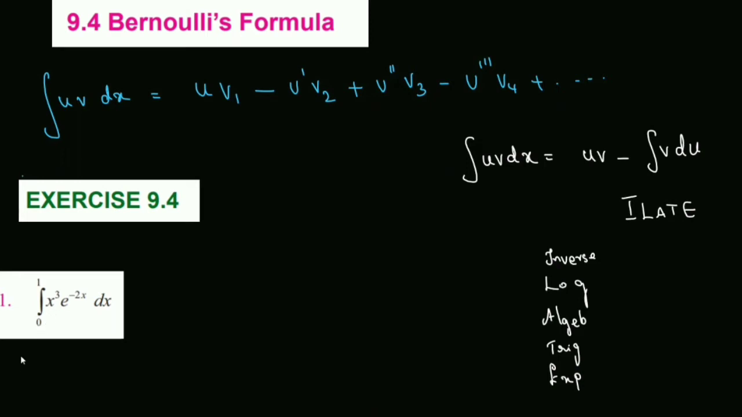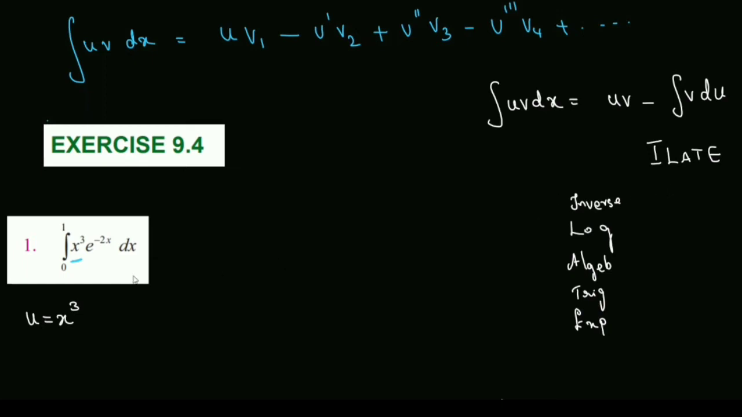So if you see here, x cube is an algebraic function, right? So take that as u. So u is x cube. Choose u first using this order. Then the remaining, that e power minus 2x dx, take it as dv.